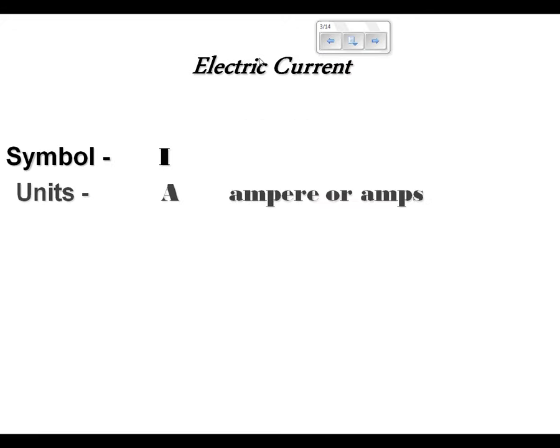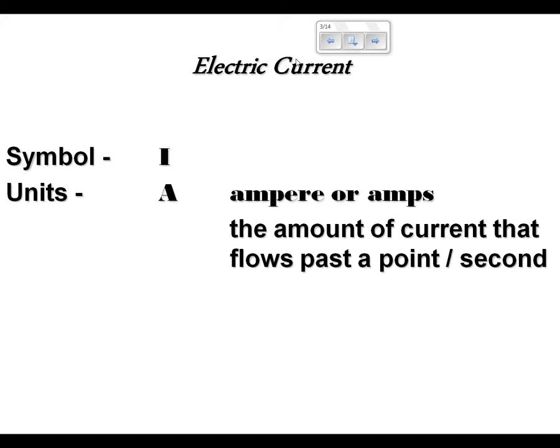Okay, now you need the next page, Kaylee. Symbol is I. Units are amperes. Okay, and this is the amount of current that flows past a point in a second, or per second, right? Time must be in seconds. I think that's all the review we've got, isn't it? Oh, it's not. There's one more thing.